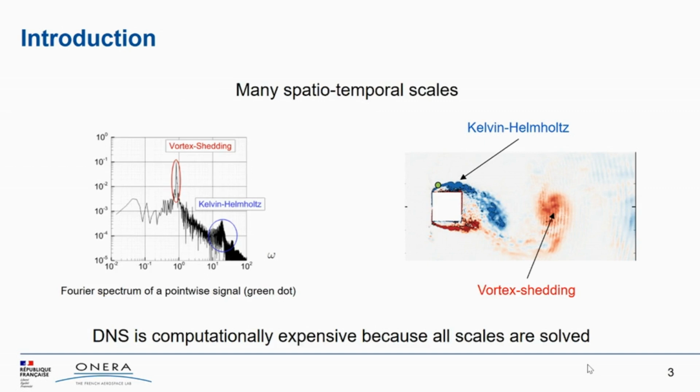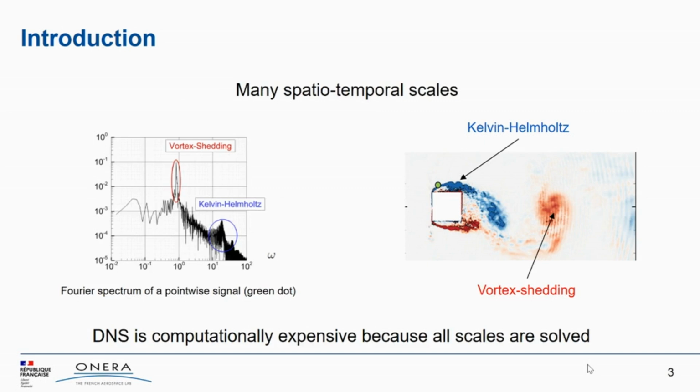So you have a vortex shedding phenomenon that occurs at a frequency a bit smaller than 1. And you also have smaller scales, the Kelvin-Helmholtz vortices that occur in the upper and lower shear layers that separate from the leading edge of the square cylinder. You clearly have two here in that case, and you also have turbulent scales at higher frequencies.